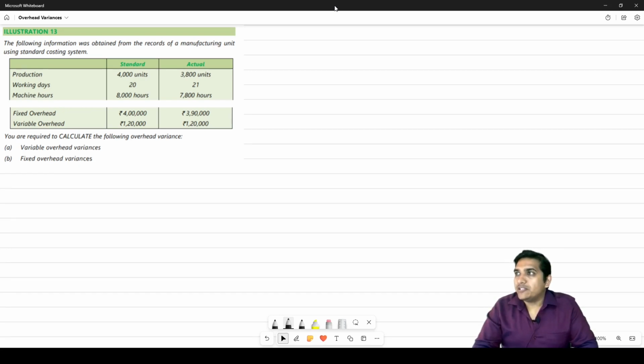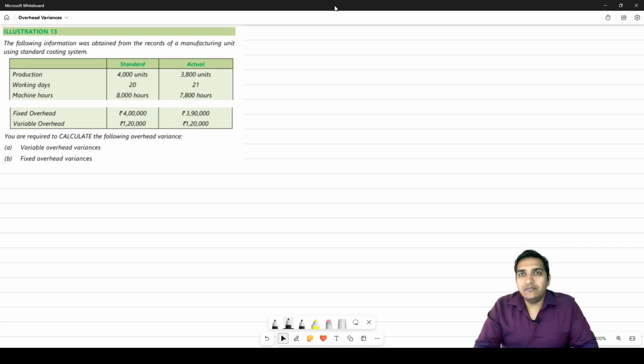The following information was obtained from the records of a manufacturing unit using standard costing system. Production standard 4000 units, actual 3800 units, working days 20, actual 21, machine hours 8000 hours, actual 7800 hours, fixed overhead standard 4 lakhs, actual 3,90,000, variable overhead standard 1,20,000, actual 1,20,000. So you are required to calculate the following overhead variances: variable overhead variances and fixed overhead variances.